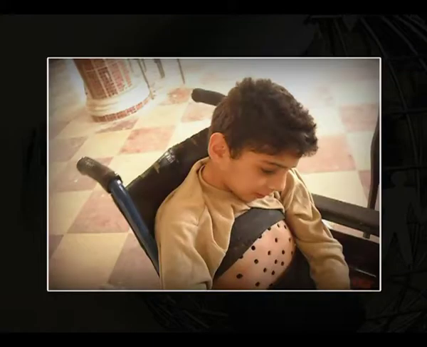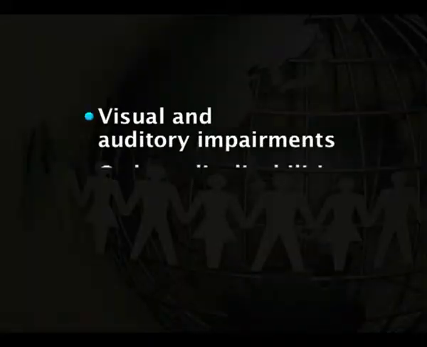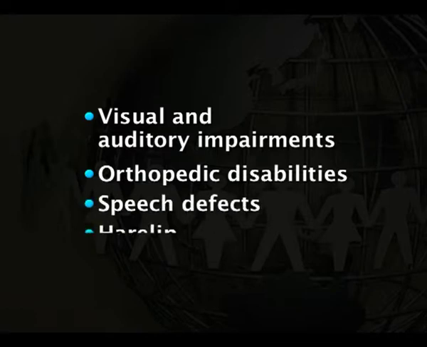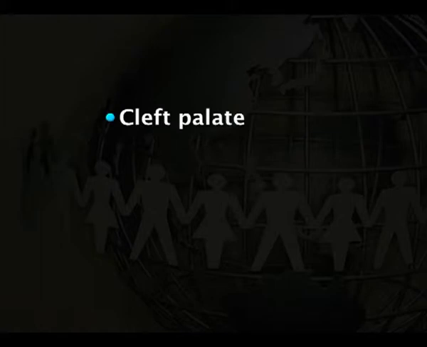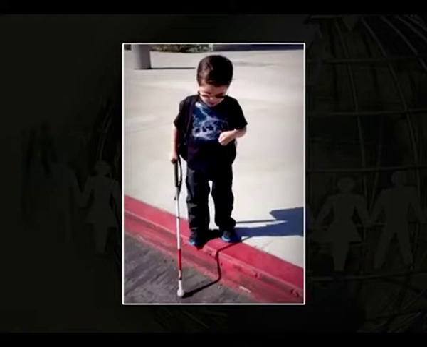Physical defects. Physical defects place limitations on the child's ability to deal with the environment. The most common physical defects among children are visual and auditory impairments, orthopedic disabilities, speech defects, hare lip, cleft palate, central nervous system disorders and heart diseases. Some of these are congenital while some others are the result of illness or accidents. Development and progression of these children is usually below that of a normal child. For instance, a blind child is slower in walking, feeding and dressing themselves than other children who have normal vision.